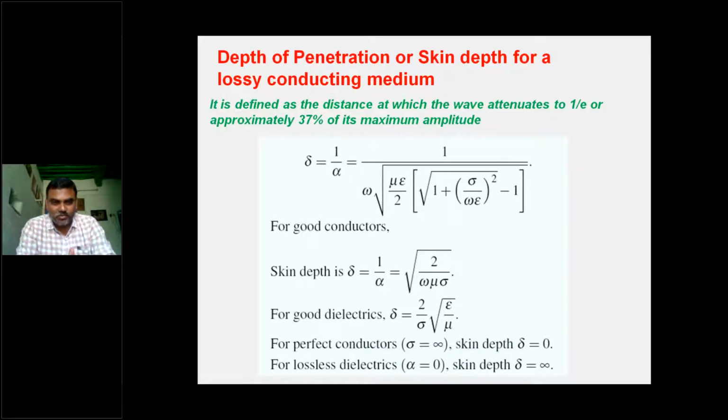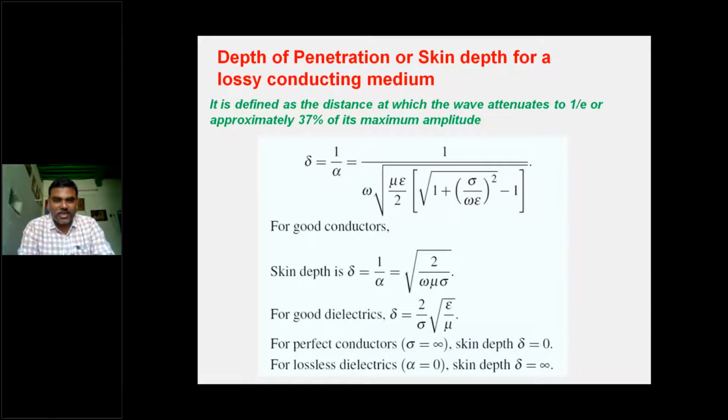Okay, so based on this you can conclude that whatever point charge we place in the conducting media will disappear immediately, and appears at the surface of the conducting media. Okay, so for perfect conductors, where sigma is infinity, skin depth is 0.